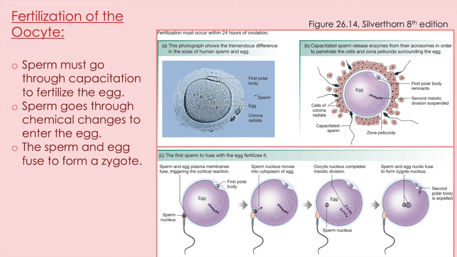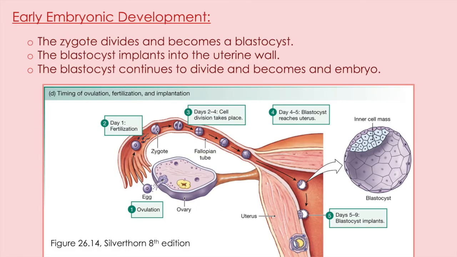When an egg becomes a zygote, it begins mitosis and slowly makes its way from the fallopian tube down to the uterus where it'll implant. Now that we know how fertilization happens, let's take a look at how embryonic development occurs.